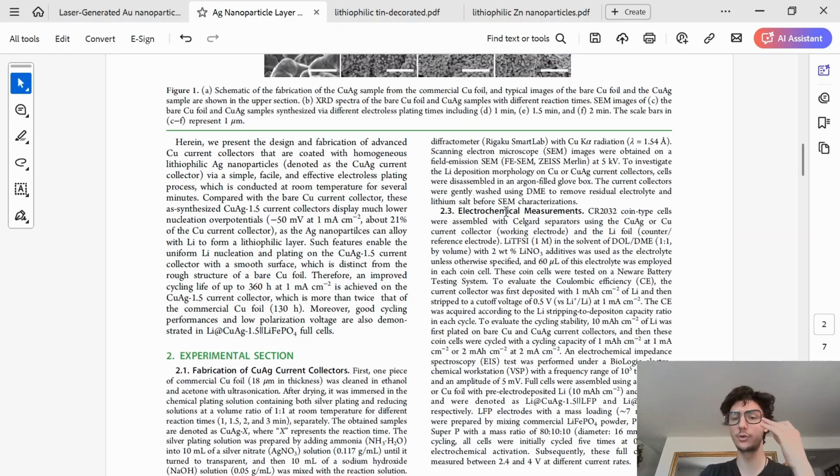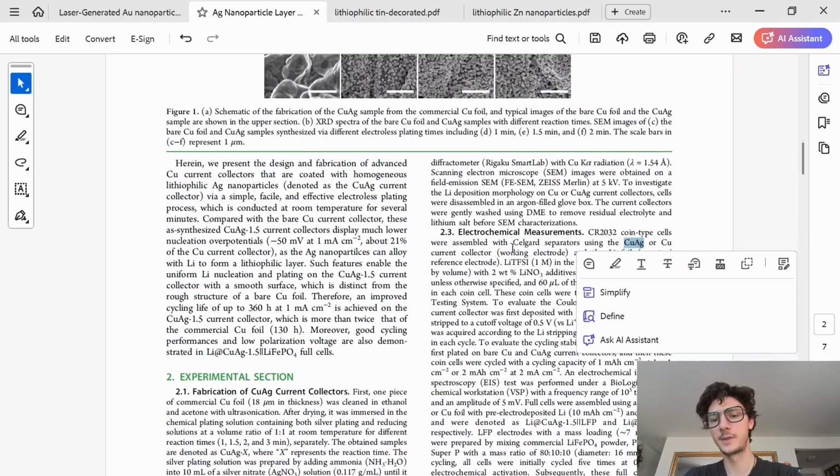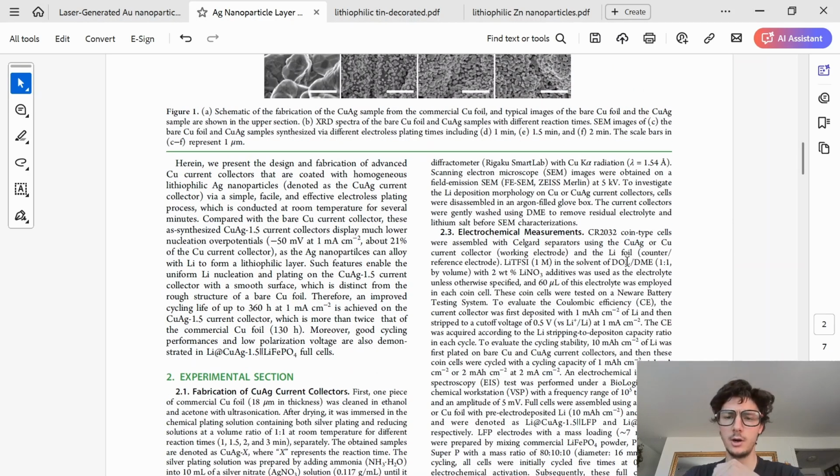I didn't read it in the other article, but this is where they talk about how they make the coin cell. So we have a CR2032 coin cell assembled with Celgard separators using the copper-silver or copper current collector. So they made two types of coin cells, one with their fabricated material and one with just the copper. And lithium foil as the counter reference electrode. Then they have LiTFSI as the electrolyte, I'm assuming, with some additives. Electrolyte, unless otherwise specified, was employed in each coin cell.